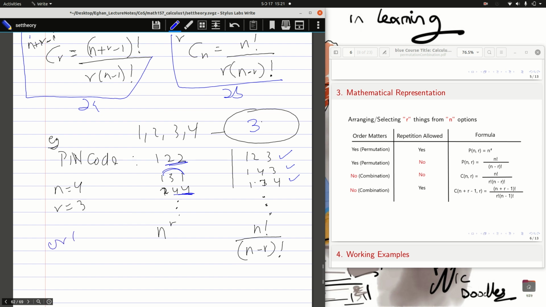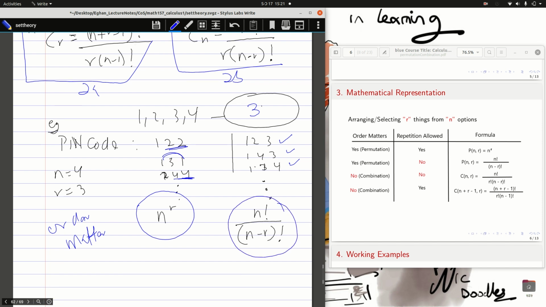The order matters and means I have to use permutation, P. So in permutation, I can use this formula for when there's a repetition and this formula for when there is no repetition. What is n? n is 4. I have 4 numbers here and I have to choose 3, and so that is my r. And that is the use of the formulas. You must know when there's repetition and when there is no repetition.